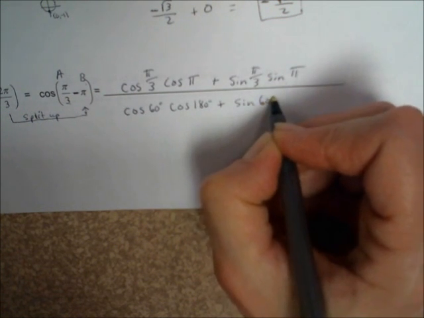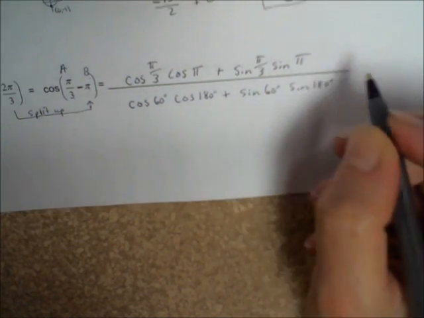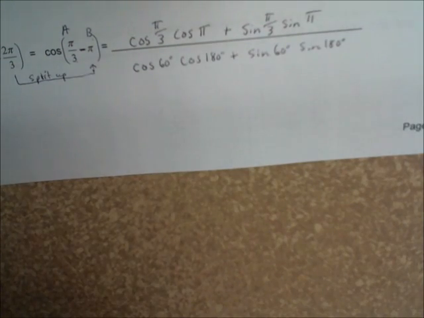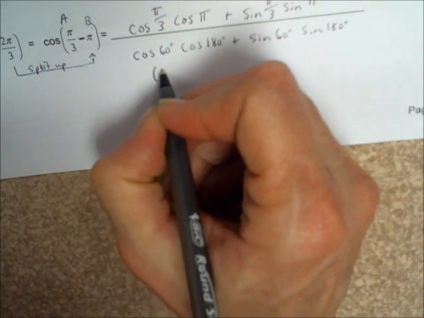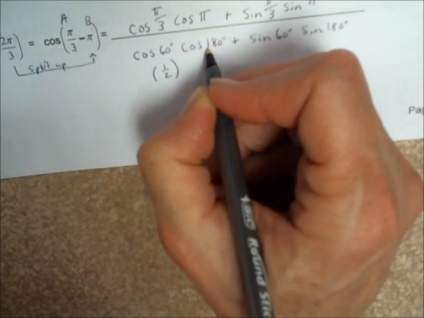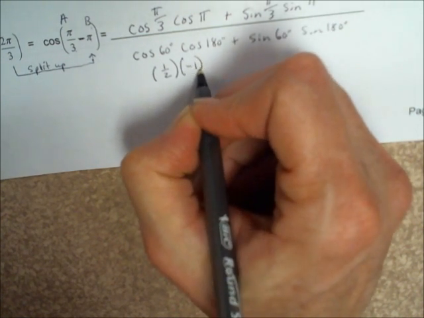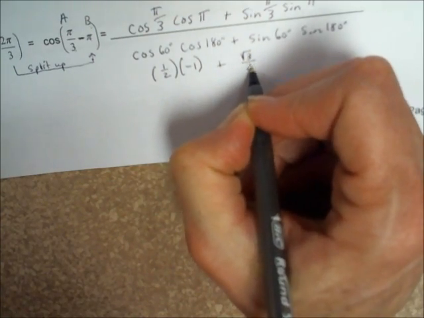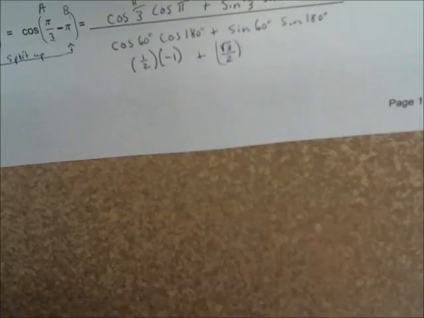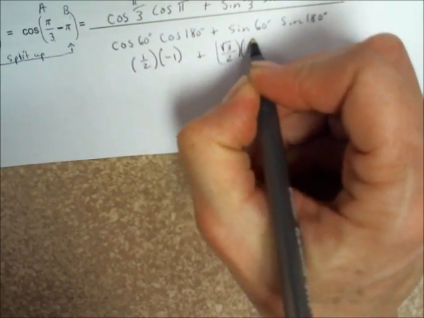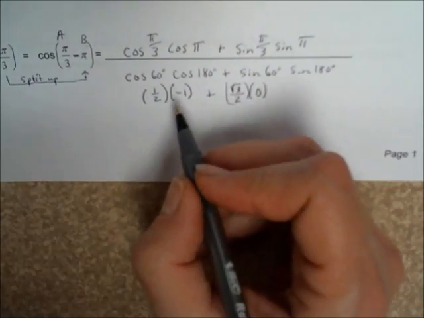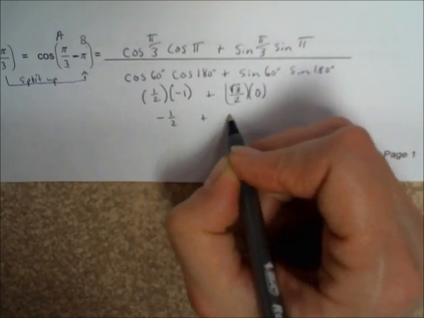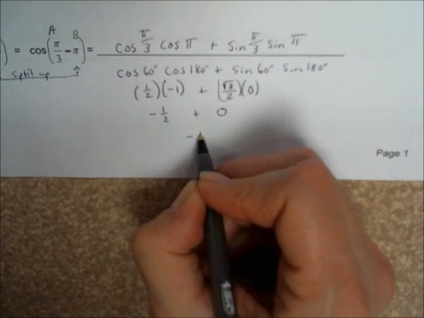This is the sine of 60 degrees times the sine of 180 degrees. So that's just converting to degrees, just to make it more familiar to us. Well, the cosine of 60 degrees, this is a blue sheet question, that is 1/2. The cosine of 180 degrees, that's -1. The sine of 60 degrees is the square root of 3 over 2. And the sine of 180 degrees is equal to 0. So what we have is 1/2 times -1, which is -1/2, plus anything times 0 is 0. So our final answer is -1/2.